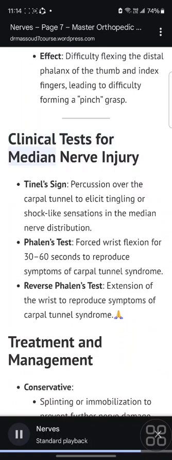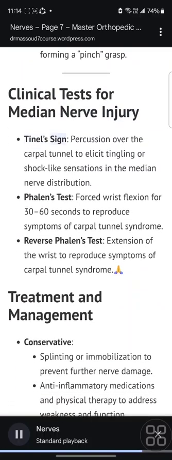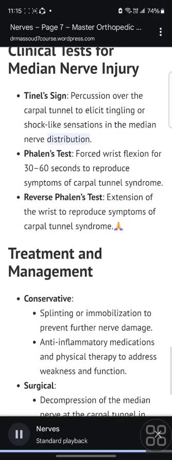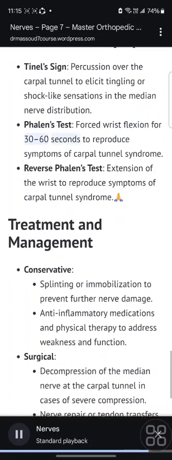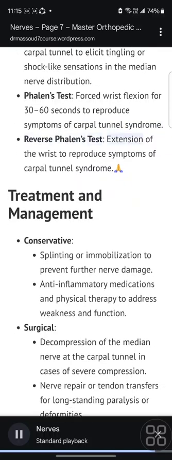Clinical tests for median nerve injury. Tinel's sign: percussion over the carpal tunnel to elicit tingling or shock-like sensations in the median nerve distribution. Phelan's test: forced wrist flexion for 30 to 60 seconds to reproduce symptoms of carpal tunnel syndrome. Reverse Phelan's test: extension of the wrist to reproduce symptoms of carpal tunnel syndrome.